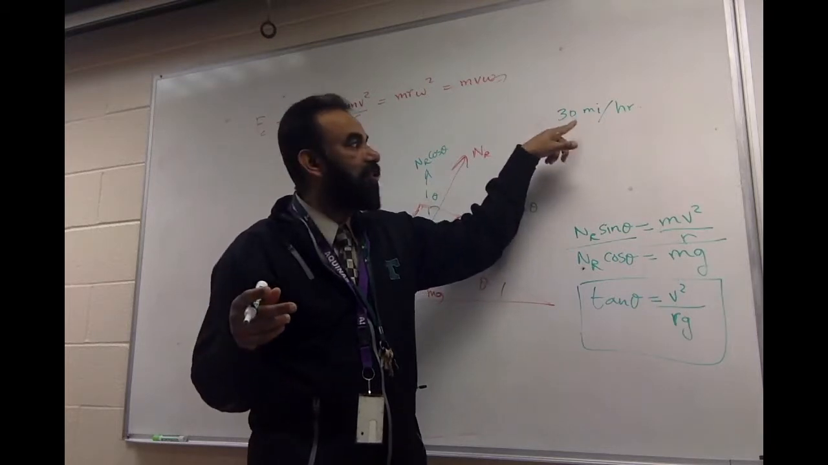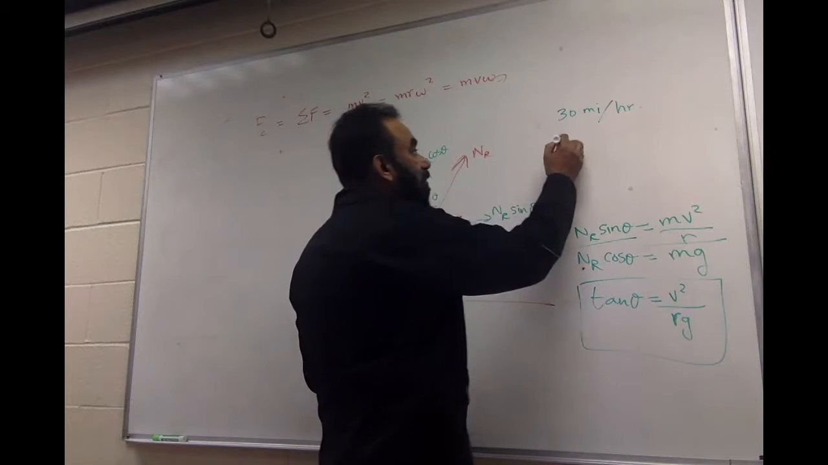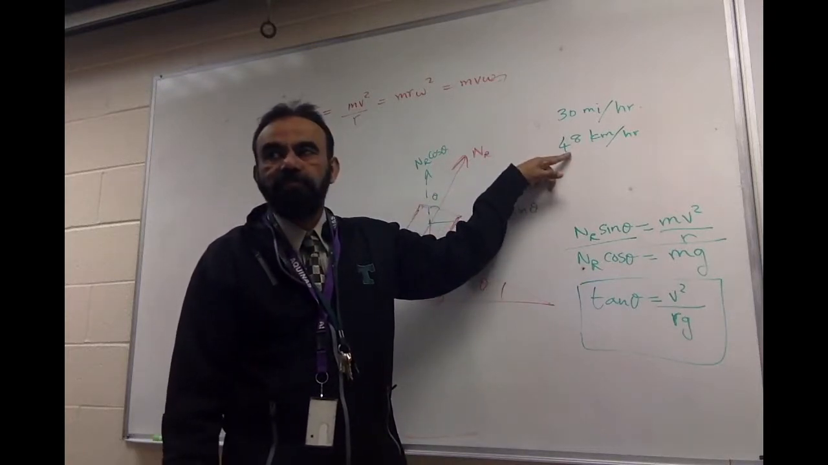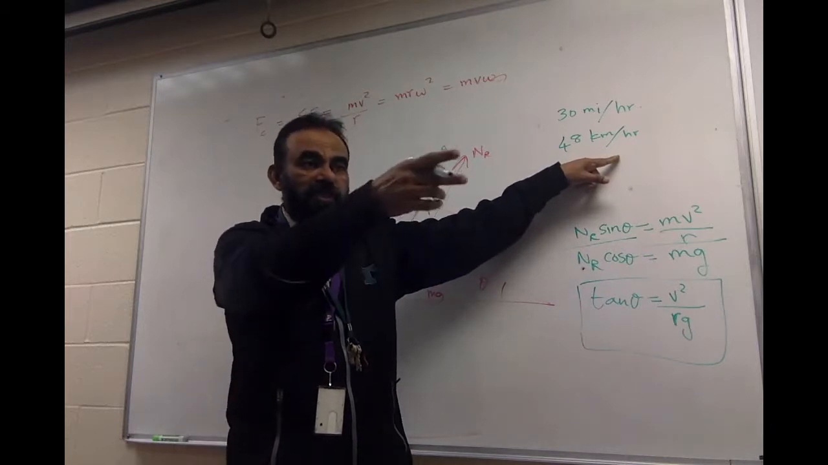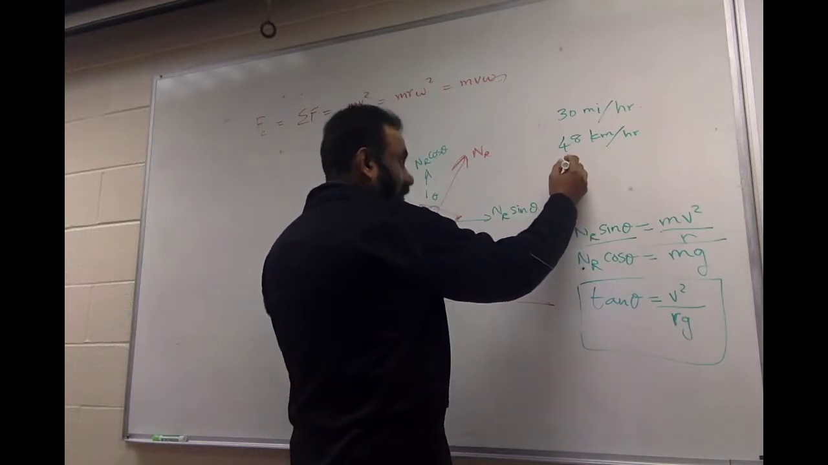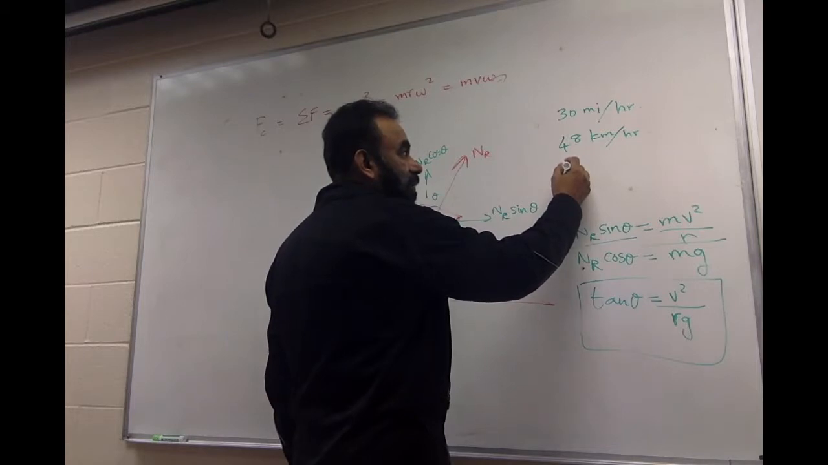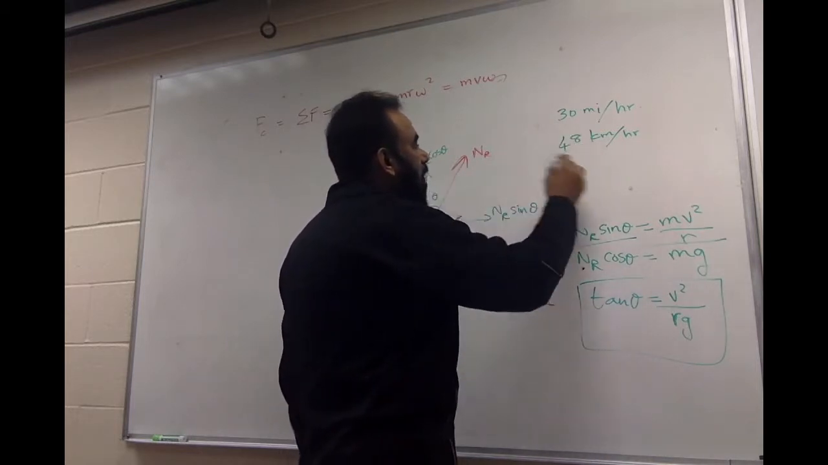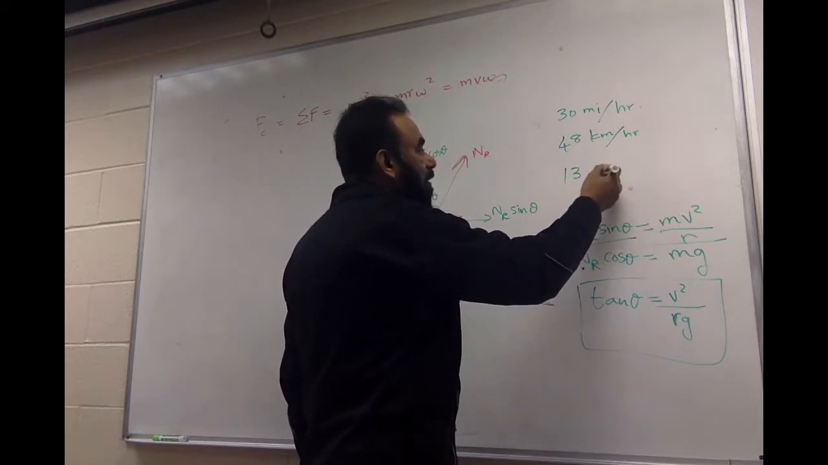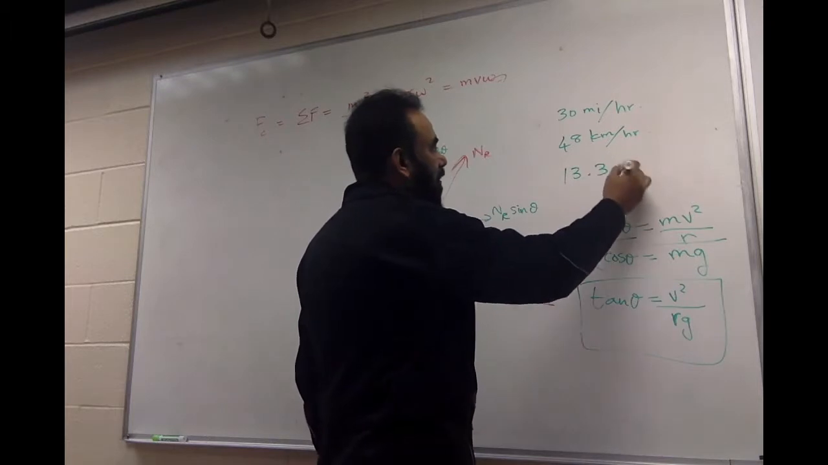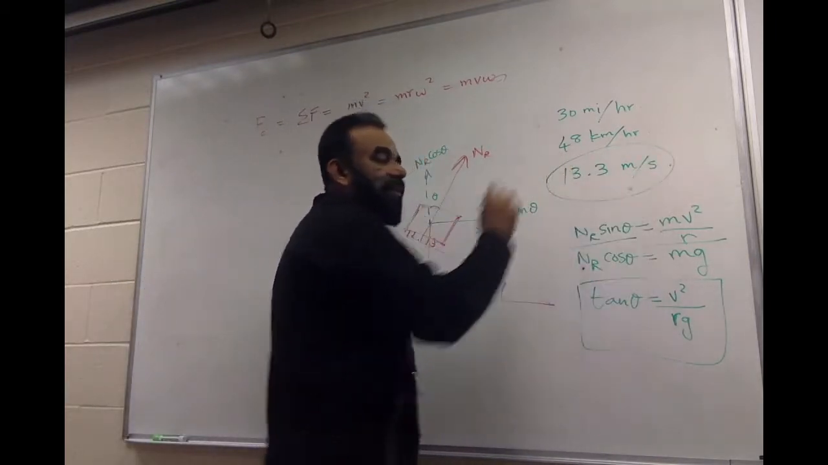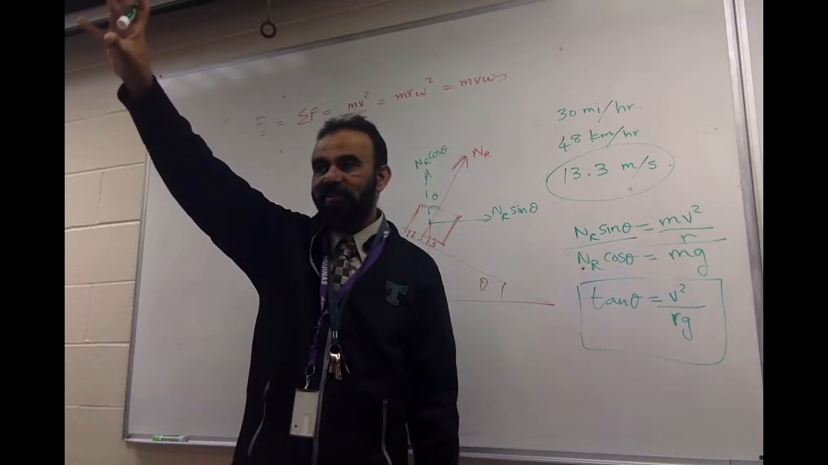1 mile is 1.6 kilometers. So first you multiply this with 1.6 and get it in kilometers per hour. So that is 48 kilometers per hour. That's your first step, change from miles to kilometers. And then from kilometers per hour to meters per second, what do you do? Divide by 3.6. So divide this with 3.6 and what do you have? 13.3. Okay.